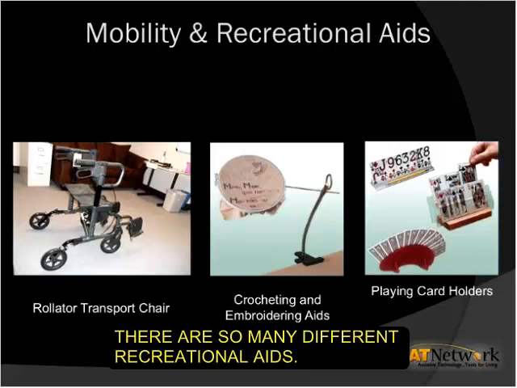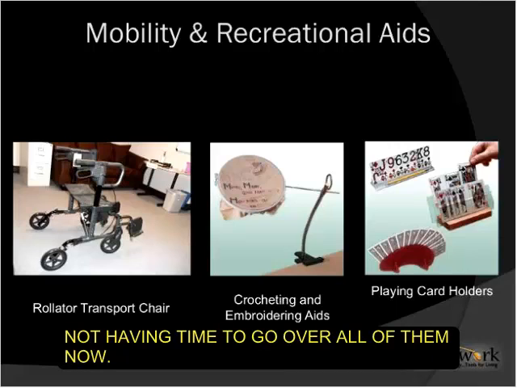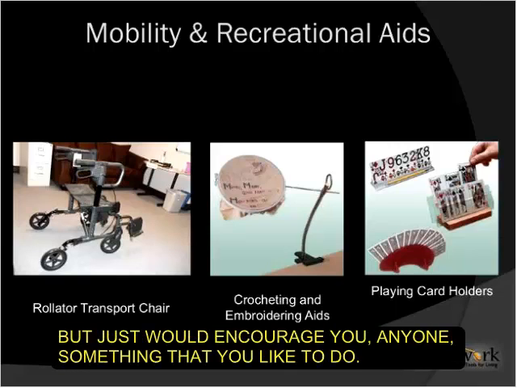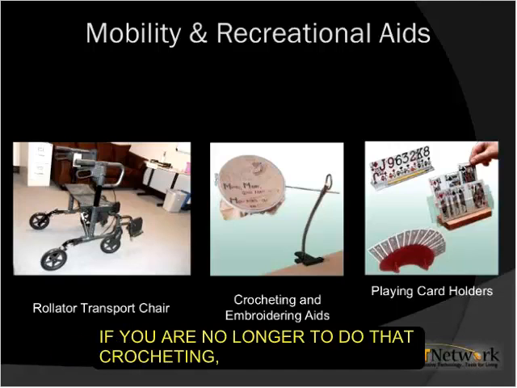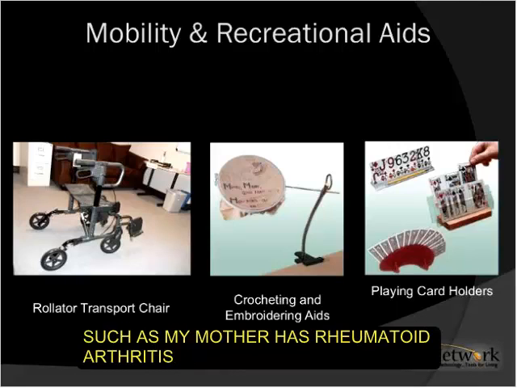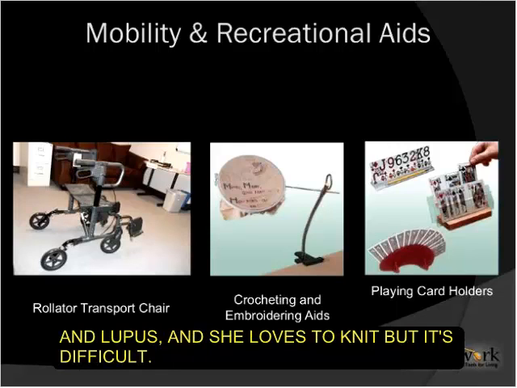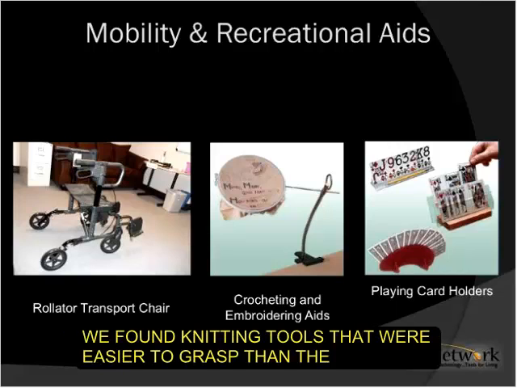There are so many different recreational aids, and I don't have time to go over all of them right now, but I would encourage anyone: whatever you like to do, there probably is some AT that can help you do that if you're no longer able to. Crocheting, for example. My mother has rheumatoid arthritis and lupus, and it's difficult now for her. She loves to knit, but it's difficult. But we found some knitting tools that were easier to grasp for her than the slippery metal ones.